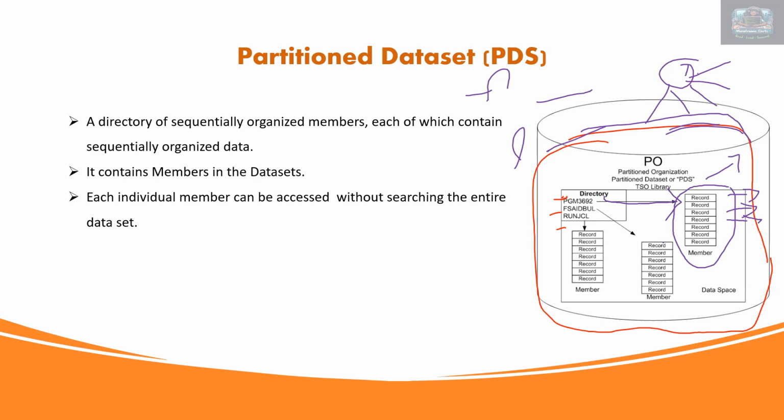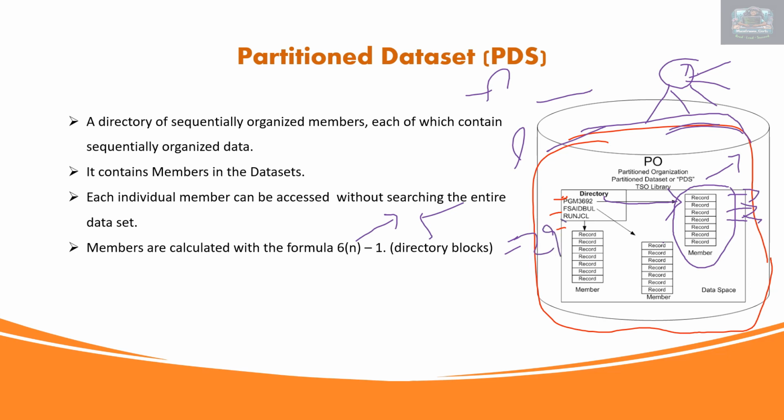So how many members can you create in one PDS file? If that is a question, it is given by a formula called 6n minus 1. Here n is, suppose you give n equals 5, you will be creating 6 5s, 30, minus 1. It's like 29 members.